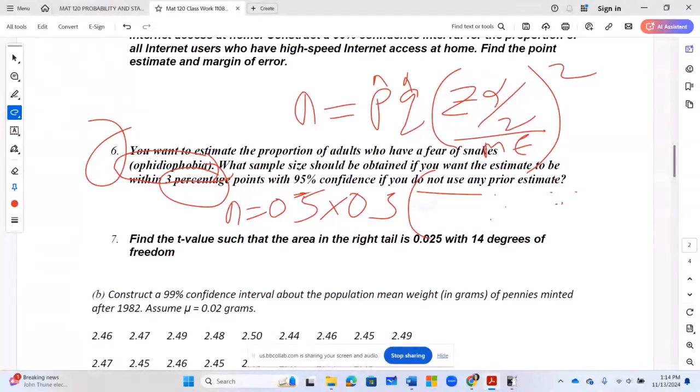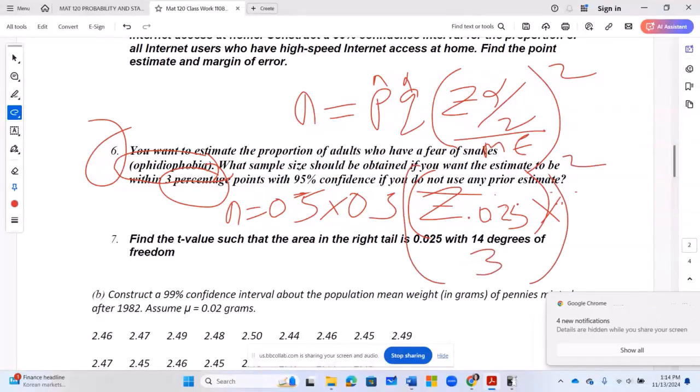So parenthesis, the critical value for 0.025, that means inverse norm, multiplied by standard, actually I don't have a standard deviation. So divided by margin of error, I am told that it has to be within the 3% points. So it's going to be 3 here, and I'm going to square.